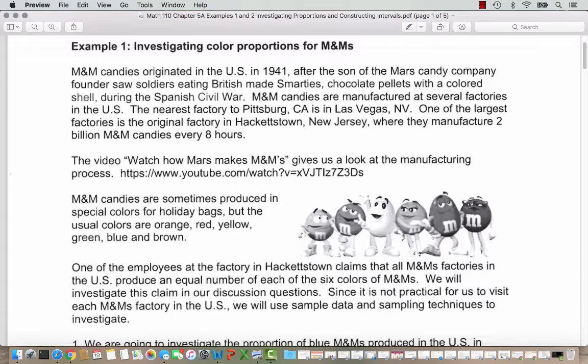The nearest factory to Pittsburg, California is in Las Vegas, Nevada. One of the largest factories is the original factory in Hackettstown, New Jersey, where they manufacture 2 billion M&M candies every 8 hours. Here's a video link for you to watch to see how the manufacturing process goes at Hackettstown, New Jersey. M&M's candies are sometimes produced in special colors for holiday bags, but the usual colors are orange, red, yellow, green, blue, and brown.